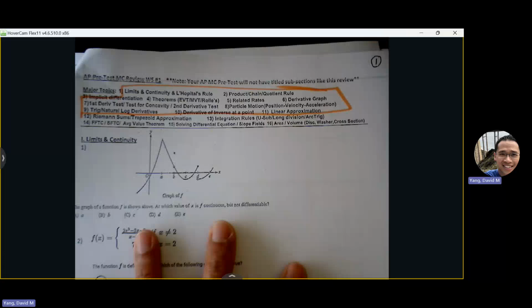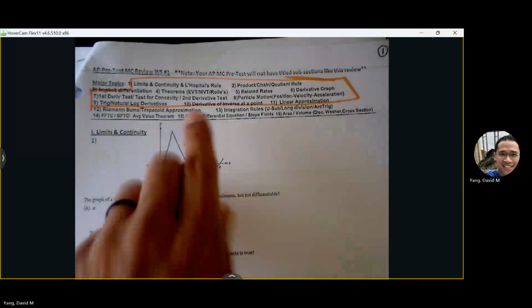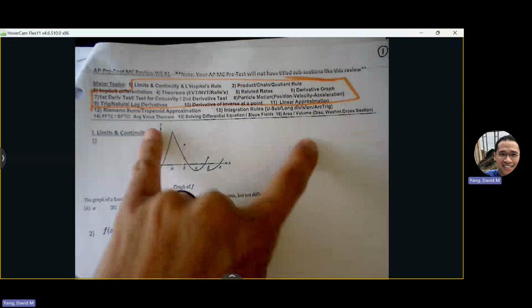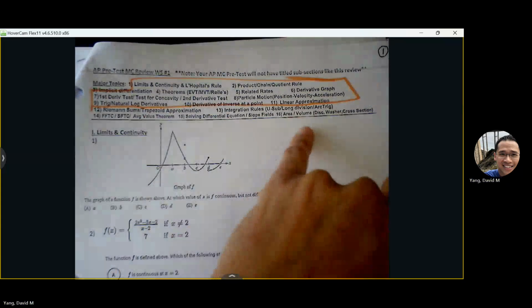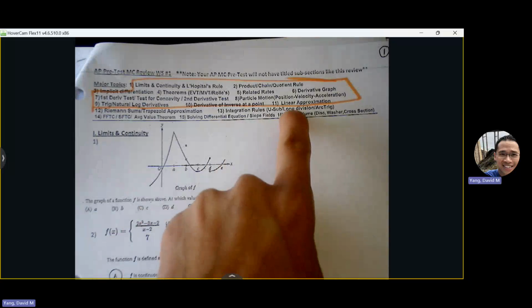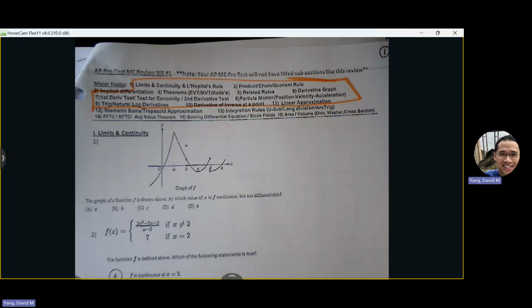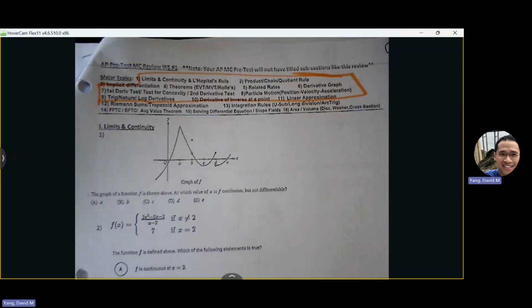All right, moving on to packet 4, page 1. Your multiple choice questions 1 through 8 are going to come from these topics here. These are all the topics, but 1 through 11 are first semester topics, and then 12 through 16 are second semester topics. So I'm just highlighting the first semester topics for now.